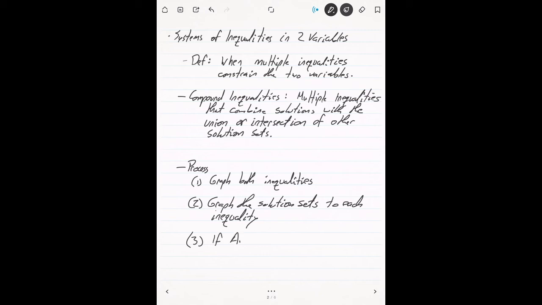If it is an AND compound, take the intersection. Let me write that a little neater. Take the intersection. If it is an OR compound, remember, that is where you want to take the union. Once we have both of the inequalities graphed, we can then decide whether we want to include the intersection or the union, and we can present our graph that shows what in fact the solution set for the compound would be.